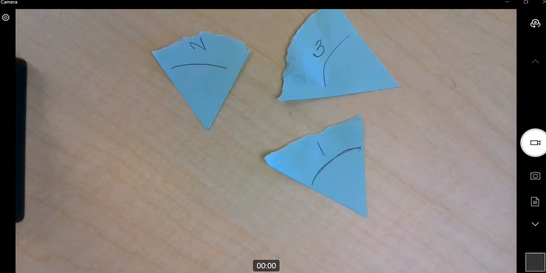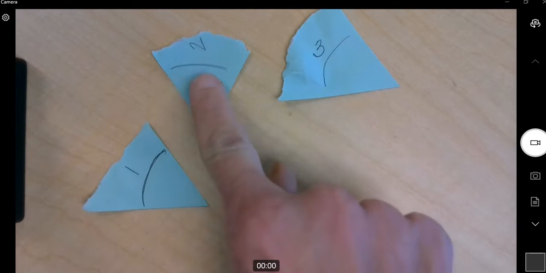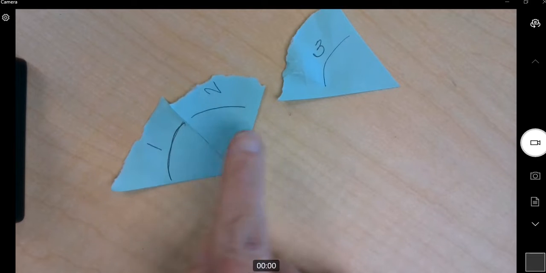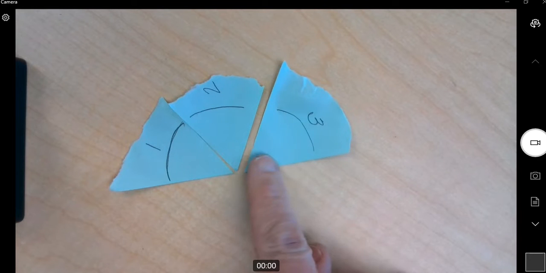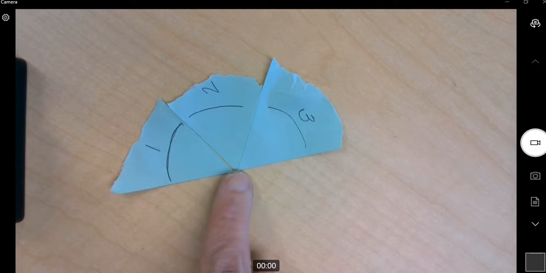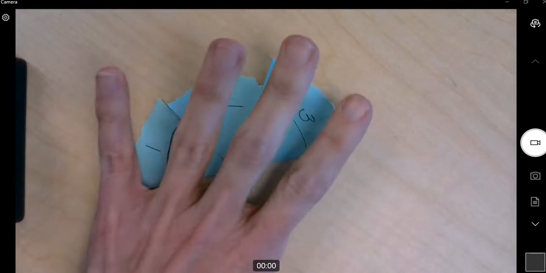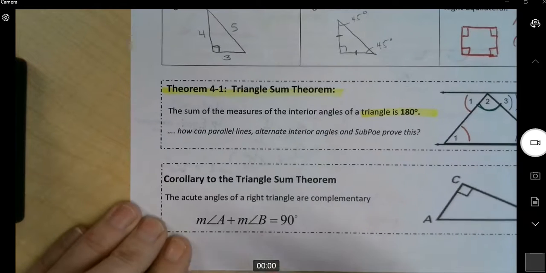Hey, this is what we call a physical proof in geometry. If I add the measure of angle 1 to the measure of angle 2, if I then add that to the measure of angle 3, I've just proven that the sum of the measures of the interior angles of a triangle are equal to 180 degrees. And we all have different triangles. Some of us had acute, some of us had right, some of us had obtuse, and it worked for all of them. Hey, here's a new vocab word for you, the word corollary.